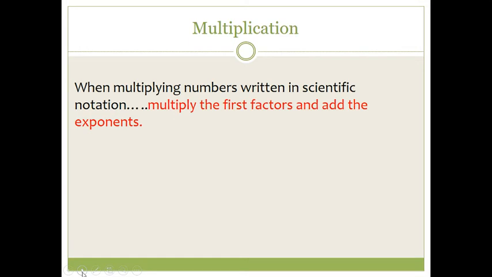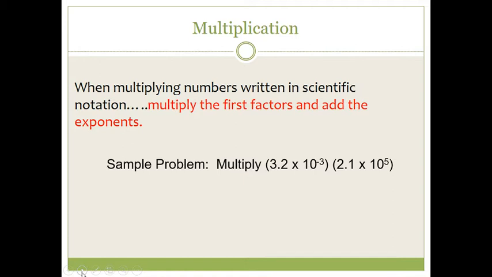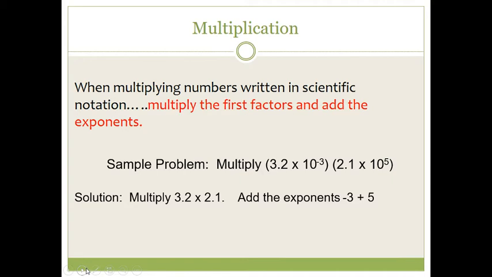So let's do a few examples, all right? So we're going to multiply numbers written in scientific notation. So we're going to multiply that first number out in front and add the exponents. So take a look at this problem here. 3.2 times 10 to the negative 3 times 2.1 times 10 to the fifth. Going through our rules, all I do is multiply these numbers out in front. Okay, so I jump on my calculator. I do 3.2 times 2.1. And when I do that, right, we're going to get about 6.7.